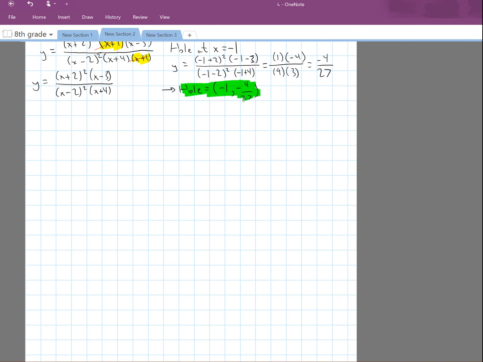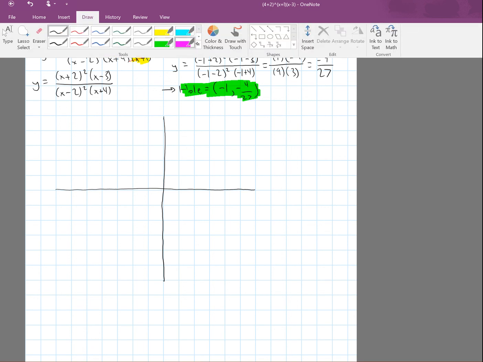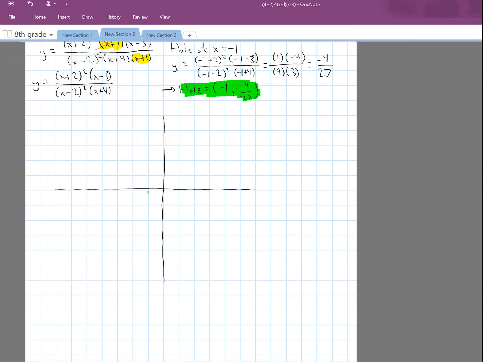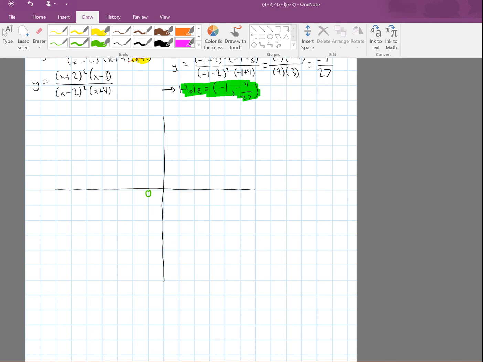So let's graph that again first before we do anything. -4 over 27 is pretty close to 0. Again, if I made a careless error, I just checked it pretty thoroughly. We'll see. -1 comma -4 over 27. Let's call it there.